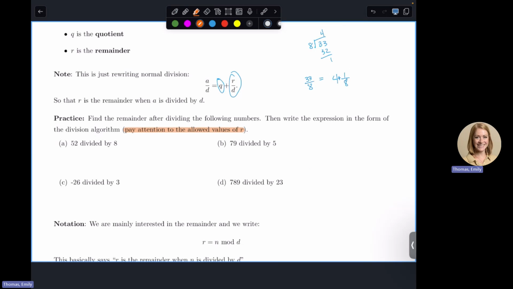Alrighty. So we're going to do 52 divided by 8. So 50, that's a highlighter. Let's not write with that. 52 is equal to 8 times a thing plus a remainder. 6 and 4. So the R value is 4.